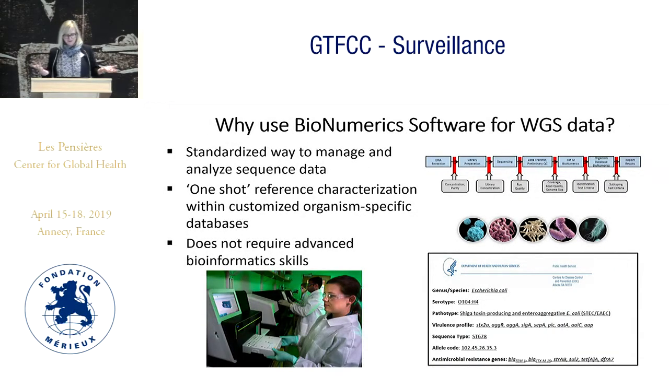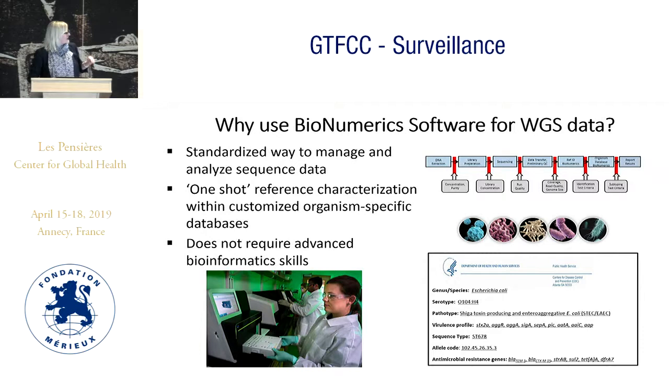So why use BioNumerics software for WGS data? We like it because it's a standardized way to manage and analyze sequence data. You can get a one-shot reference characterization within the customized organism-specific database, similar to Nick's readout that he just went over. That's the little picture that you see in the bottom right. That's a report for E. coli, because we're not generating it for Vibrio yet, because the Vibrio database is not yet validated. But this is what all of the standard reports will look like.